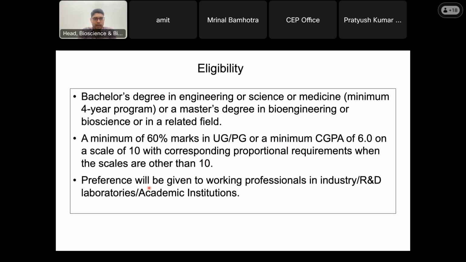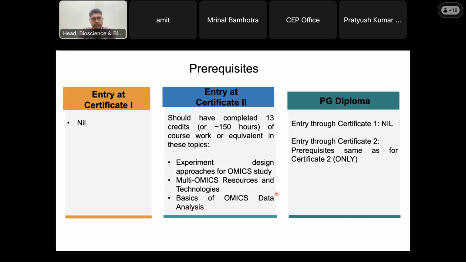We will be giving preference to working professionals, because this program is mainly meant to skill working professionals that are in industry or R&D laboratories or academic institutions. So this is barely the minimum eligibility that one has to hold, and there will be a bit more selection criteria that we will talk about later in the FAQ session. In addition to eligibility, there are some prerequisites also.